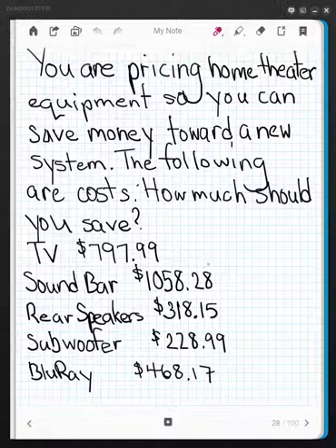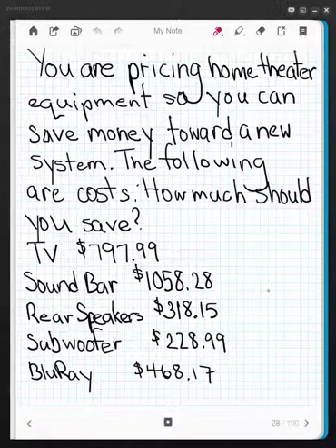So the TV costs $797.99. A sound bar costs $1,058.28. The rear speakers cost $318.15. The subwoofer costs $228.99, and a Blu-ray player costs $468.17. So, do you think that we'd want to round these to the nearest dollar like we did in the grocery store problem?